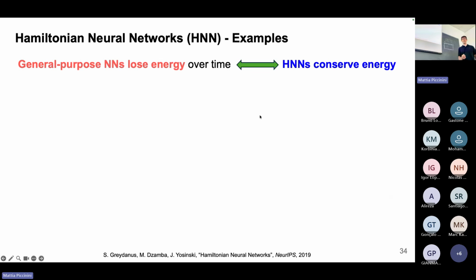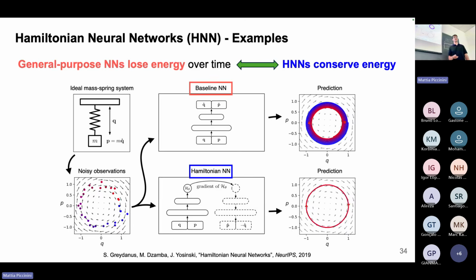And again, similarly to what we said before, general purpose networks can lose energy over time. The Hamiltonians can conserve energy. Here is another example with an ideal mass spring system without friction, so it should conserve energy. We have some noisy observations of Q and P. In this case, Q is the physical quantity, the elongation, the position of the mass. P is the linear momentum, so mass times velocity.